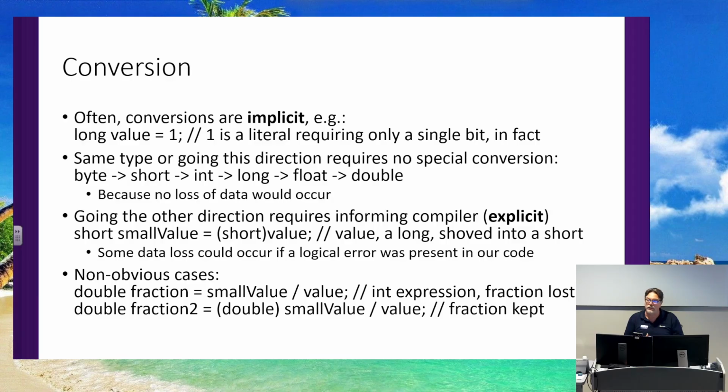But if I'm going the other direction, if I'm assigning a bigger bucket and I'm pouring it into a smaller bucket, I could possibly have some data loss there. I could lose precision, is what we would call that. And so the compiler wants to make sure that you're doing that on purpose, that you realize that some data loss could occur. I'll use the boat analogy from yesterday.